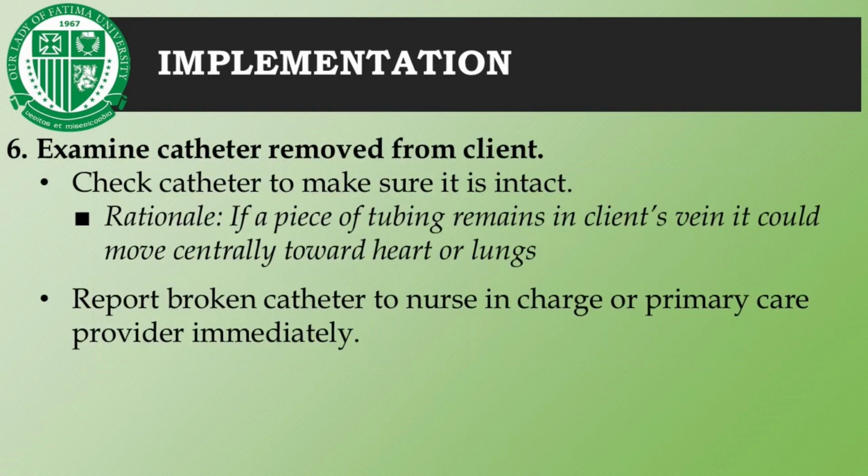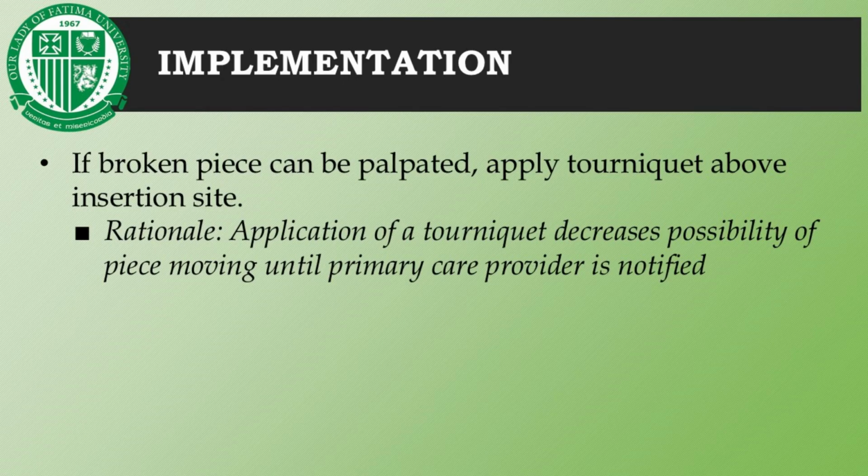Next, examine the catheter removed from the client. Check the catheter to make sure it is intact, because if a piece of tubing remains in the client's vein, it could move centrally toward the heart or lungs. Remember, report a broken catheter to the nurse in charge or primary care provider immediately. If a broken piece can be palpated, apply a tourniquet above the insertion site to decrease the possibility of the piece moving until the primary care provider is notified.